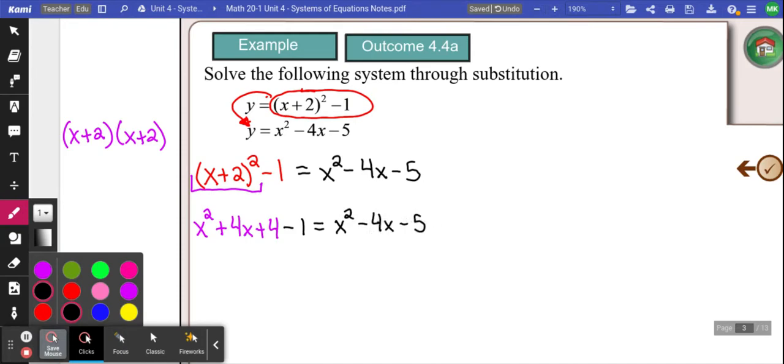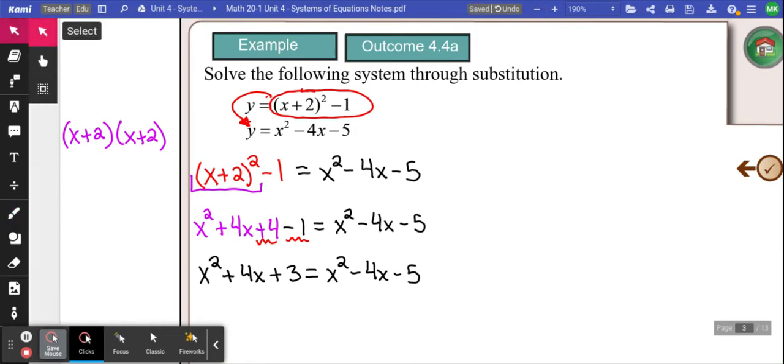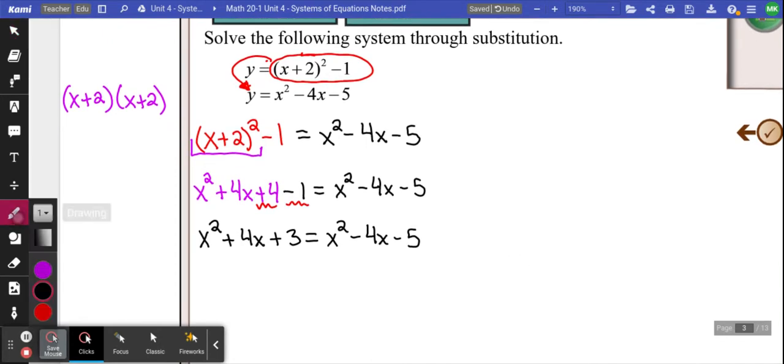I'm going to collect some like terms on the left side here. I got this plus 4 and this minus 1. So I'm going to combine those. And I have x squared plus 4x plus 3 equals x squared minus 4x minus 5. Now, this looks like a quadratic function to me. I know to solve a quadratic function, I want everything to equal 0. So I'm going to move everything from the right side to the left side. You could move left to right too. It doesn't really make a difference. I'm just going to choose to move right to left.